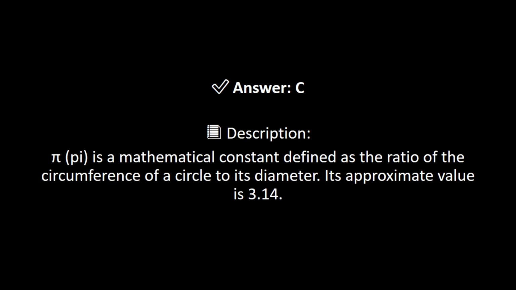Answer: C. Description: pi is a mathematical constant defined as the ratio of the circumference of a circle to its diameter. Its approximate value is 3.14.